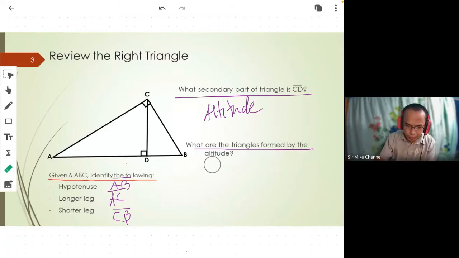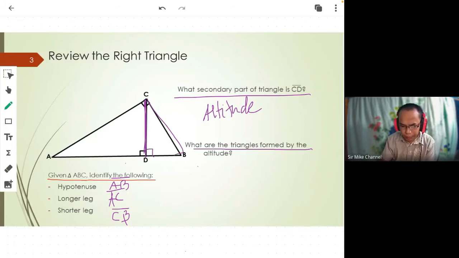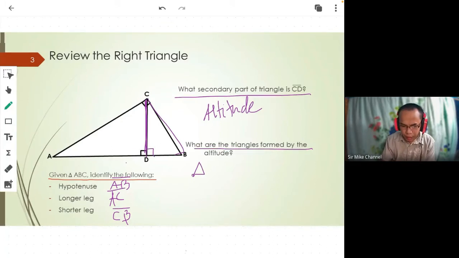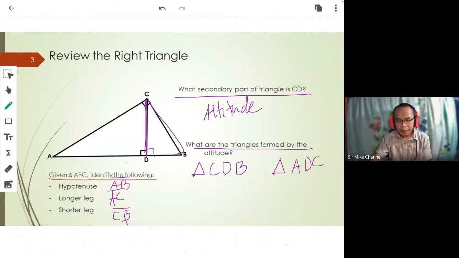So, first, itong part na to, ito yung altitude natin. And then, so meron tayong itong triangle na yan. So, yung triangle, let's say, triangle CDB. Ano pa? Triangle, itong malaki natin. So, yung ADC. Okay. Ano pa yung isa pang triangle natin dito? CDA po.